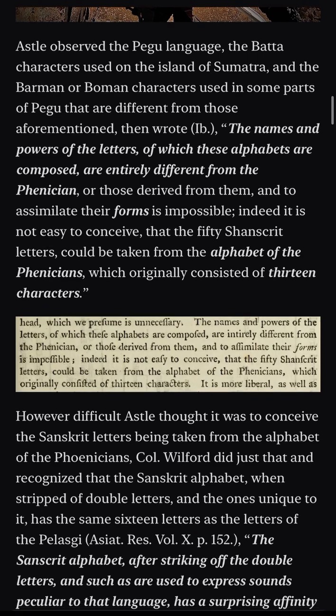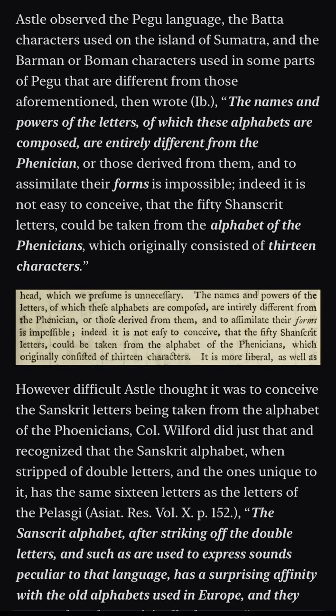Astle observed the Pegu language, the Bada characters used on the island of Sumatra, and the Barman or Bowman characters used in some parts of Pegu that are different from those aforementioned, then wrote, "The names and powers of the letters, of which these alphabets are composed, are entirely different from the Phoenician, or those derived from them, and to assimilate their forms is impossible. Indeed, it is not easy to conceive that the 50 Sanskrit letters could be taken from the alphabet of the Phoenicians, which originally consisted of 13 characters."